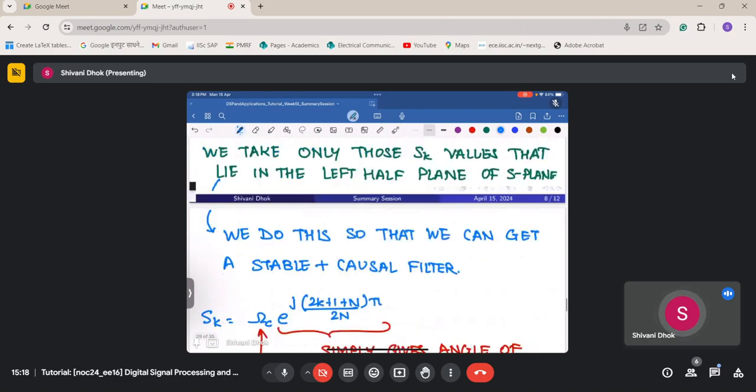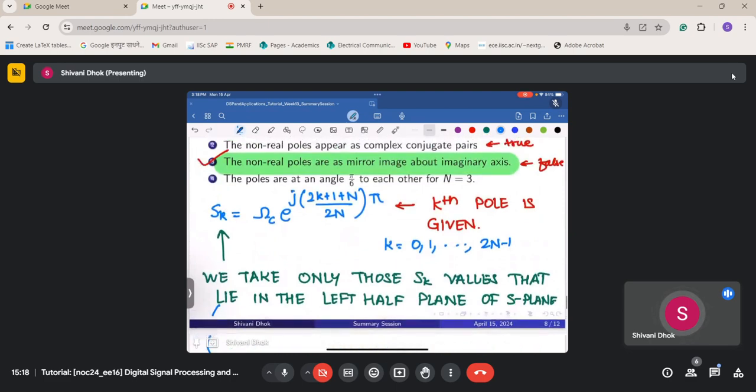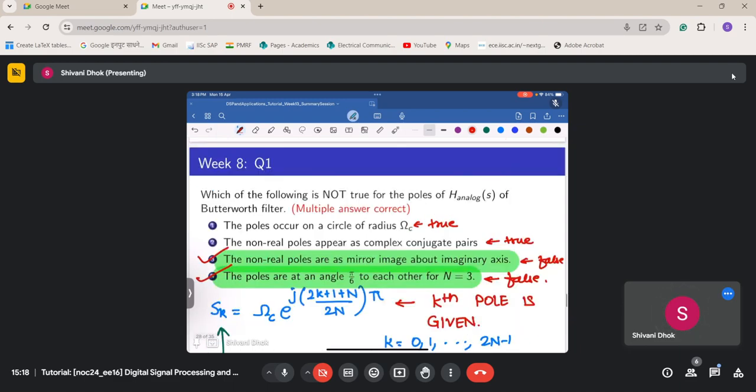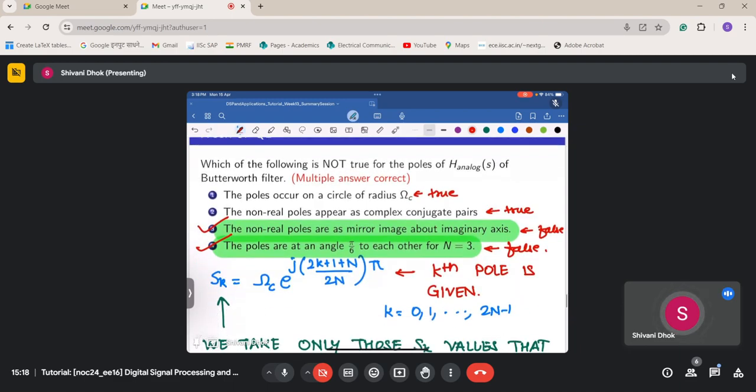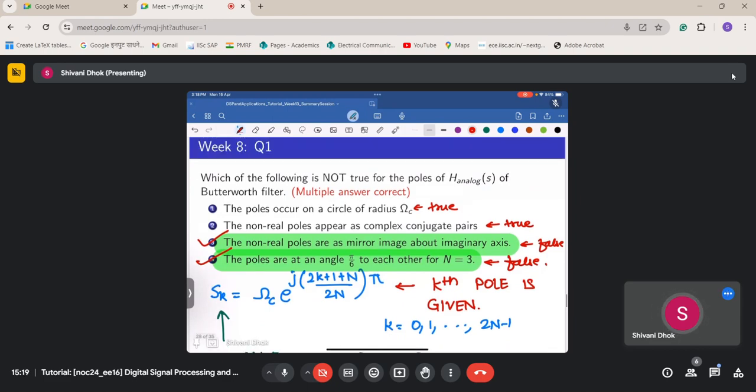So this is about the consecutive poles. Other poles will have a higher angle and none of them will have pi by 6 to each other because the minimum angle is only pi by 3, and therefore this is also not true. So for consecutive poles, this thing is not true. This is also false. So this is also the answer, that it is not true for the poles of H analog of S. Is this question clear?